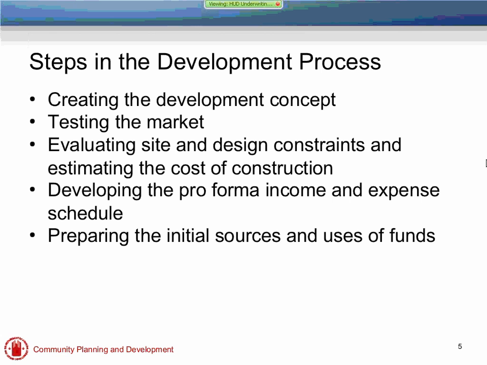So the steps in our development process, obviously starting off with the concept. Again, the developer is really the one that's going to get all the ideas and formulate the concept for improving the community with the affordable housing projects that we're working on. They're going to test the market. They're going to test the concept. Is it really going to work in this area?